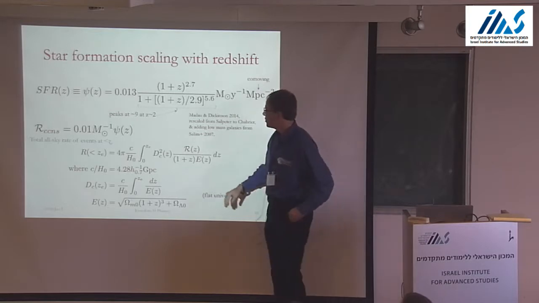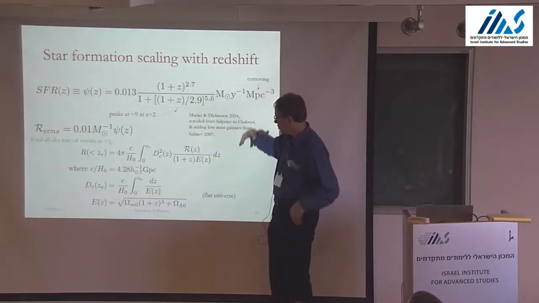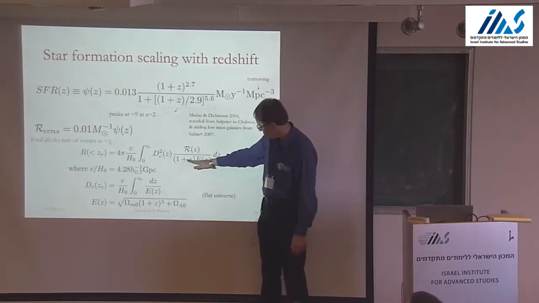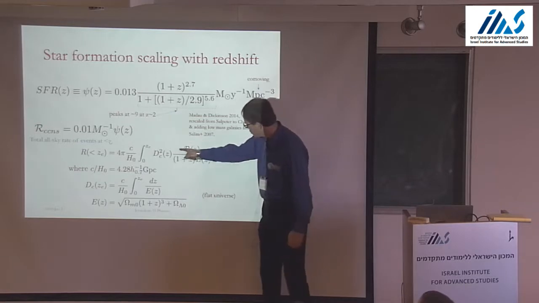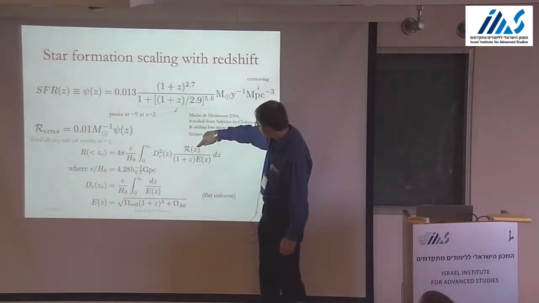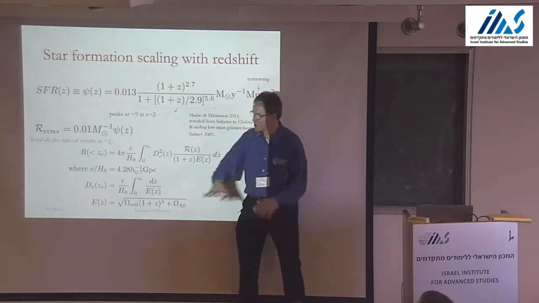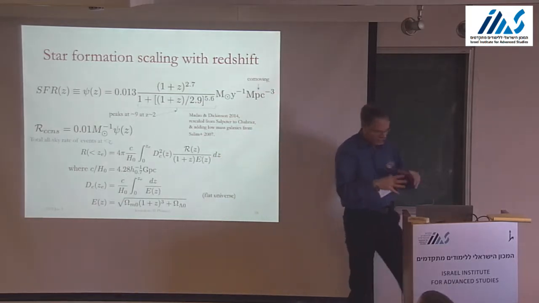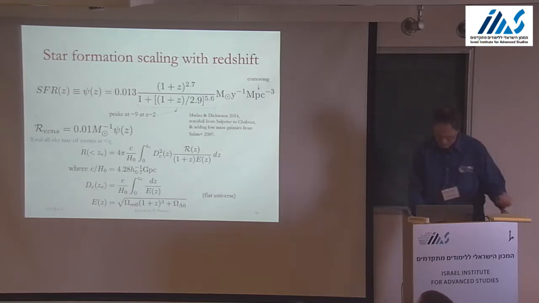So if you want to calculate a rate per unit volume of some event, then here is the handy formula you need. You just need to put in this comoving rate, which is evolving with redshift, and then integrate over the cosmological volumes to get the formation rate per unit volume out to larger redshifts.